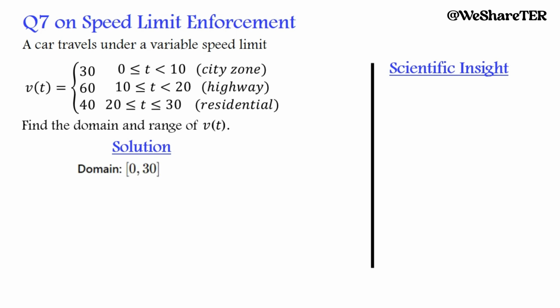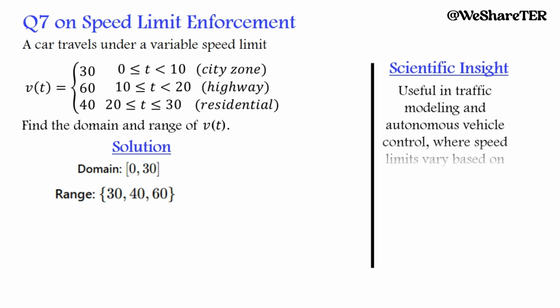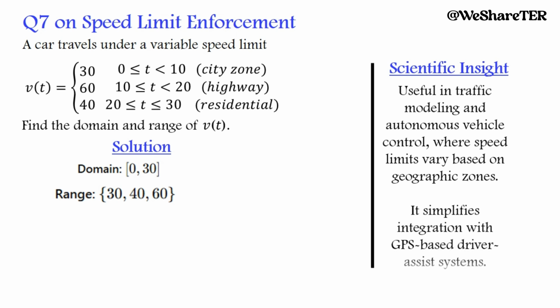Solution: domain [0, 30]; range {30, 40, 60}. Scientific insight: useful in traffic modeling and autonomous vehicle control, where speed limits vary based on geographic zones. It simplifies integration with GPS-based driver assist systems.